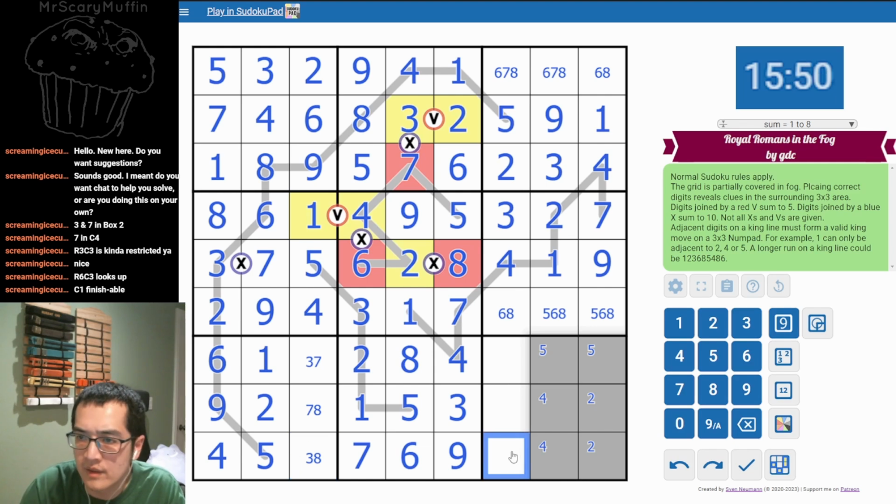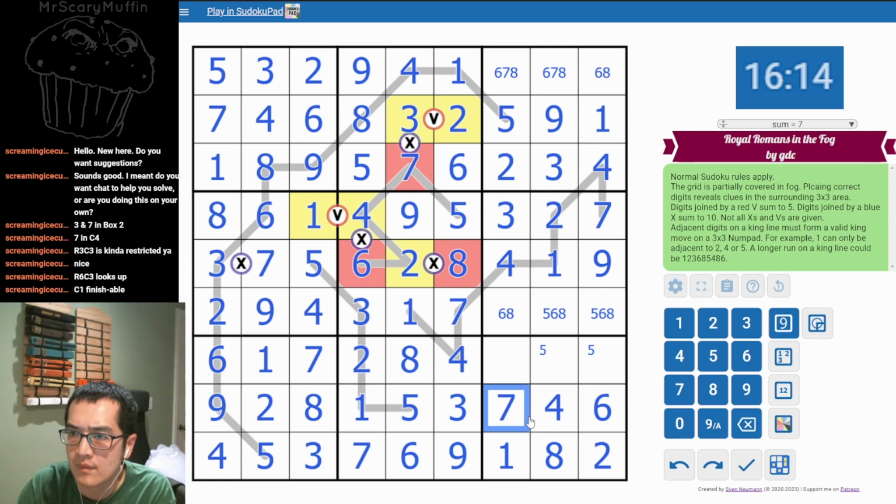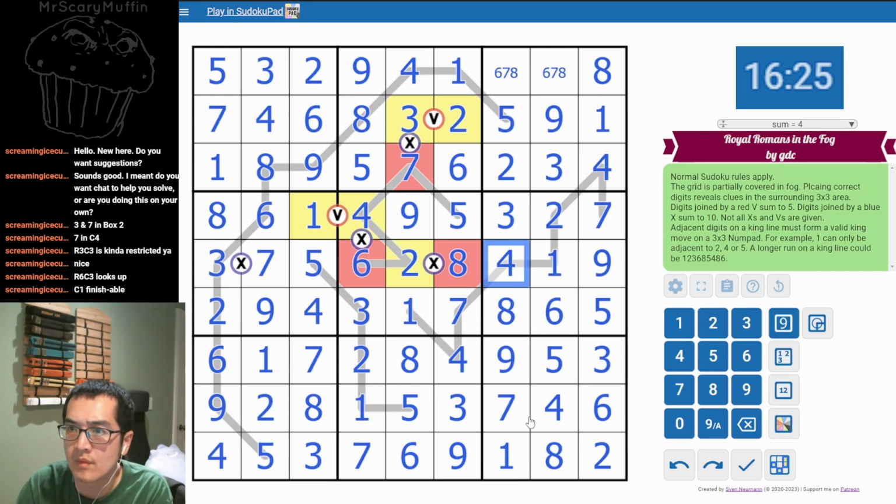You can see why he gave this one a 1 star. Nonetheless, still very satisfying to solve. 2, 3, 8. Wee!